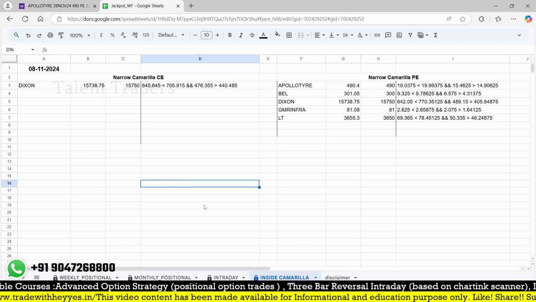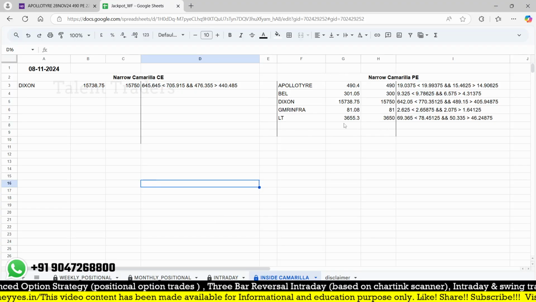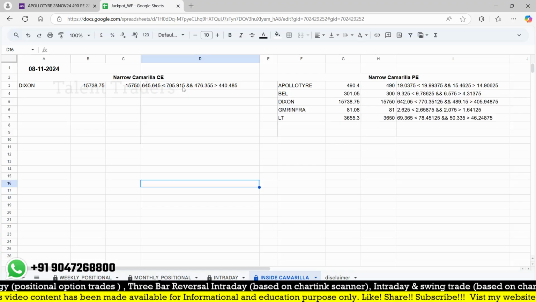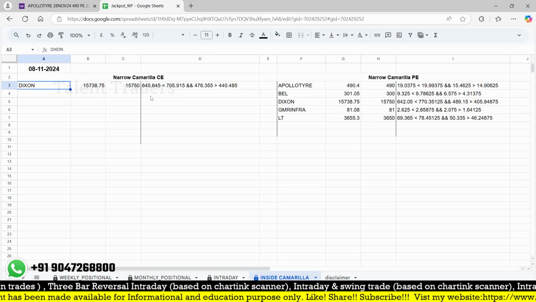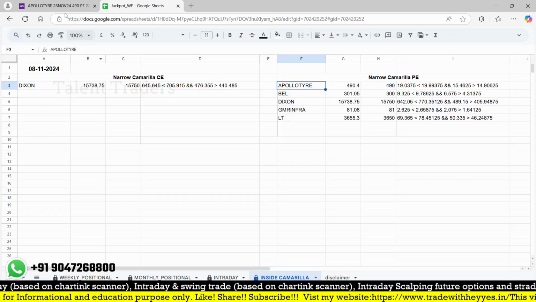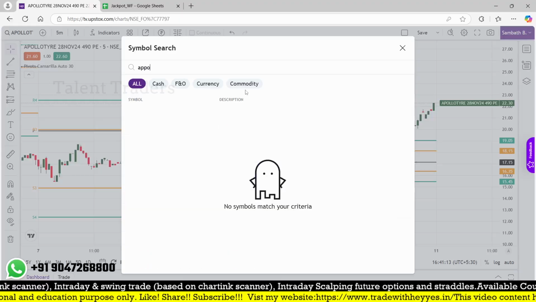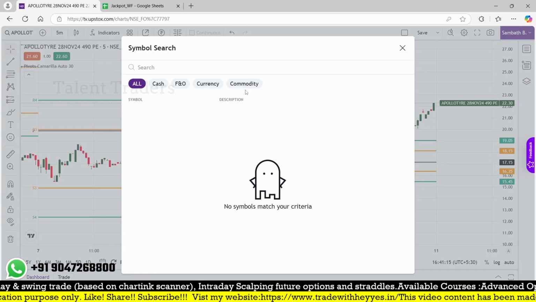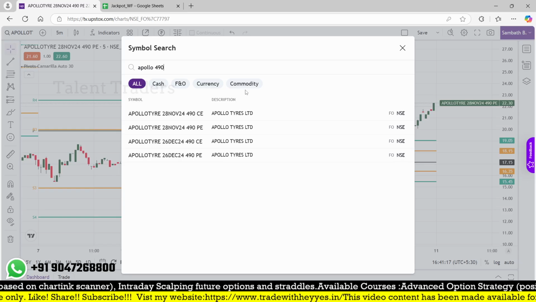But instead of finding only 6 stocks, there are almost over 2, 4, 6, call and put. In this case, Dixon both sides, so both call and put. But Apollo Tyre only on the put side. Why? Let me check the Apollo Tyre 490 call option, whether it forms such a pattern or not.